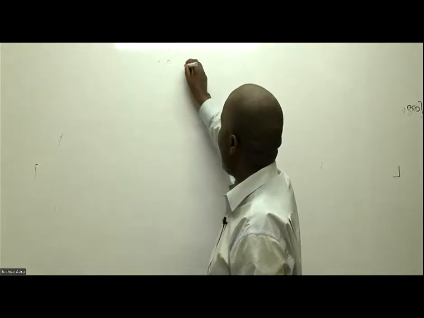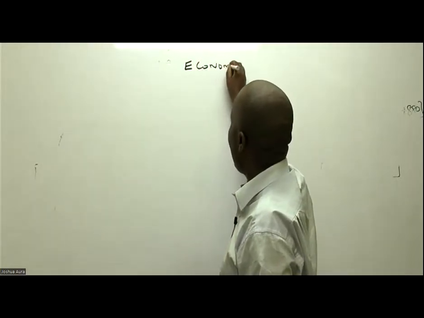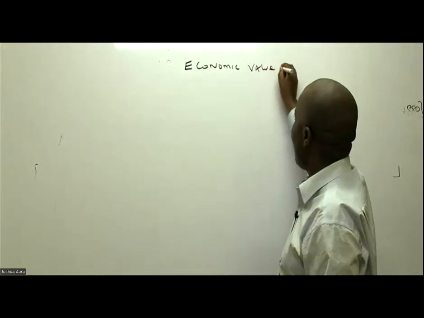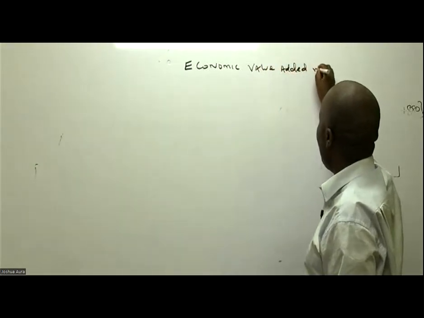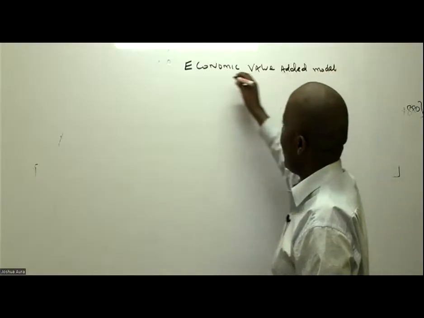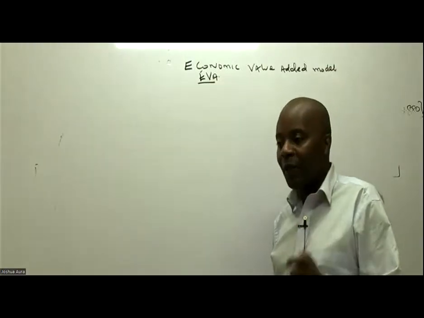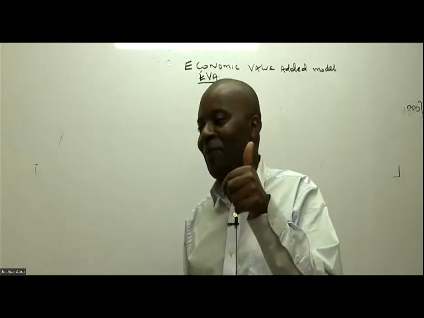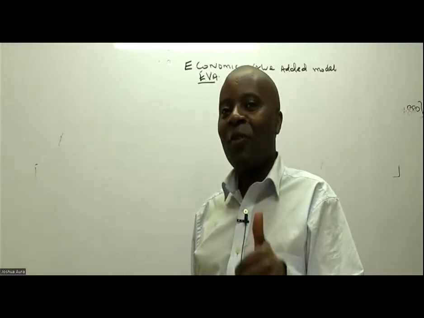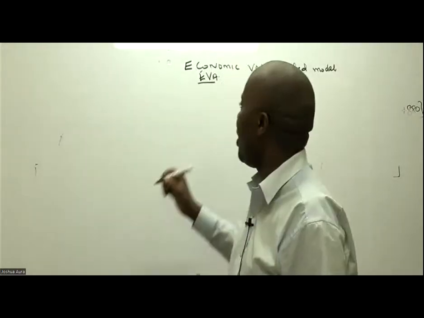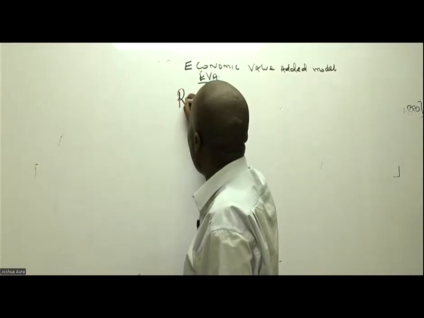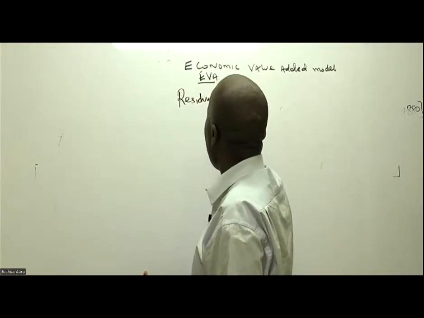Great. So right now, ladies and gentlemen, we are doing what we call the economic value added model, very popularly known as EVA. Remember, EVA borrows heavily from residual income. So we cannot start this EVA model without you telling me, how do we get residual income?